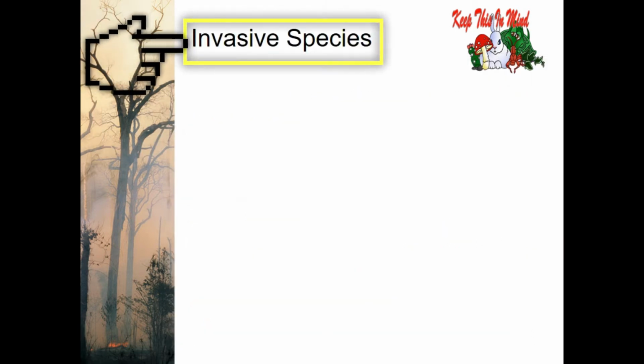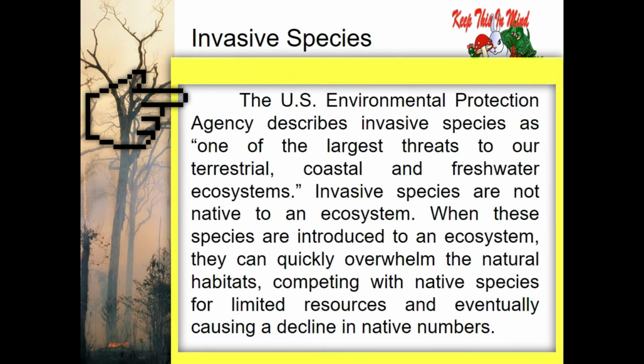Lastly, we have invasive species as one of the factors. The U.S. Environmental Protection Agency describes invasive species as one of the largest threats to our terrestrial, coastal, and freshwater ecosystems. Invasive species are not native to an ecosystem. When these species are introduced to an ecosystem, they can quickly overwhelm the natural habitats, competing with native species for limited resources and eventually causing a decline in native numbers.